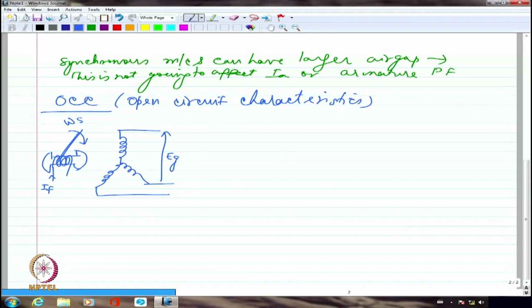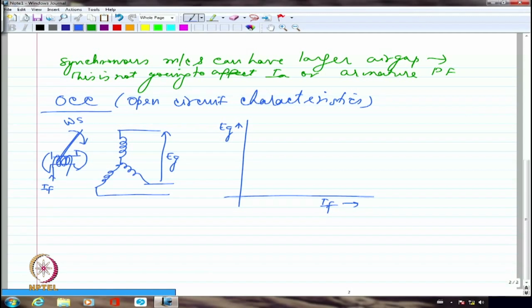It's not a constant current. So I'm going to inject a current IF. So what I'm going to look at is how much is EG for different values of IF. This is the open circuit characteristics of the machine when it is functioning as a generator, clearly.